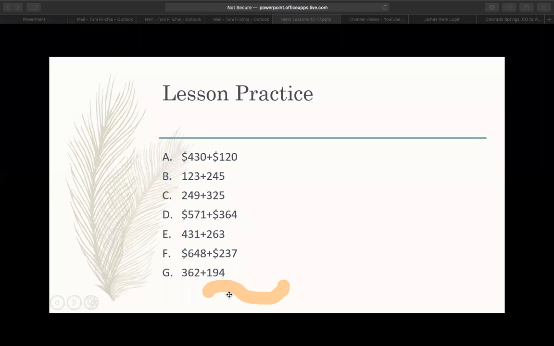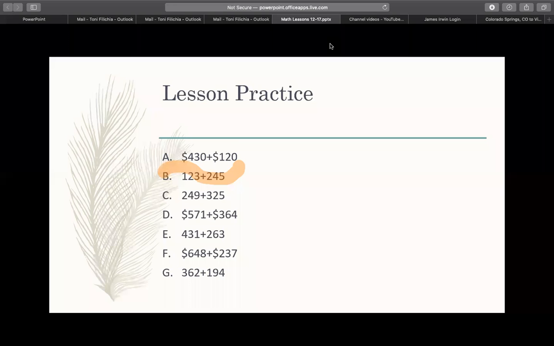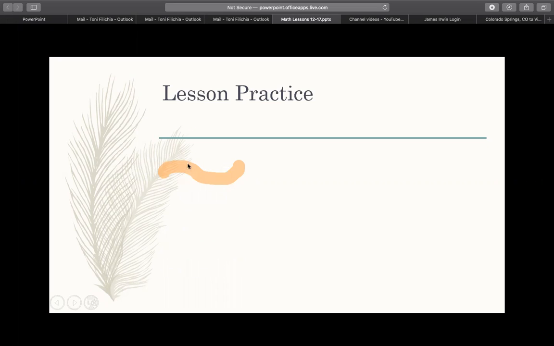Looking at number A. This is where you would want to get your grid sheet paper, where you have labeled your A through I. And I will go over A with you.